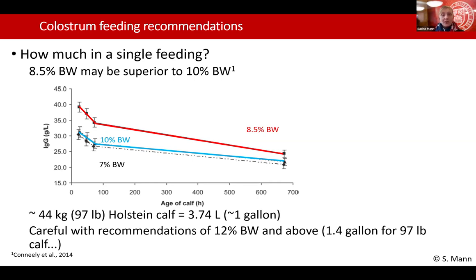I have to also tell you, there's not that much data out there. We're planning a study hopefully to assess this, but keep in mind that recommendations that are out there sometimes push 12% of body weight, which would mean a whole lot of colostrum at once. In this case, 1.4 gallons for an average size 97-pound Holstein calf. Nobody would be feeding that, I think, voluntarily. So just be careful with pushing the feeding amount in a single feeding.